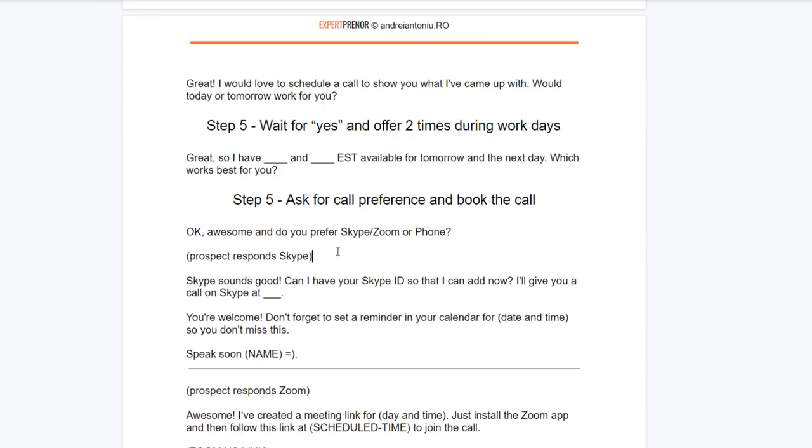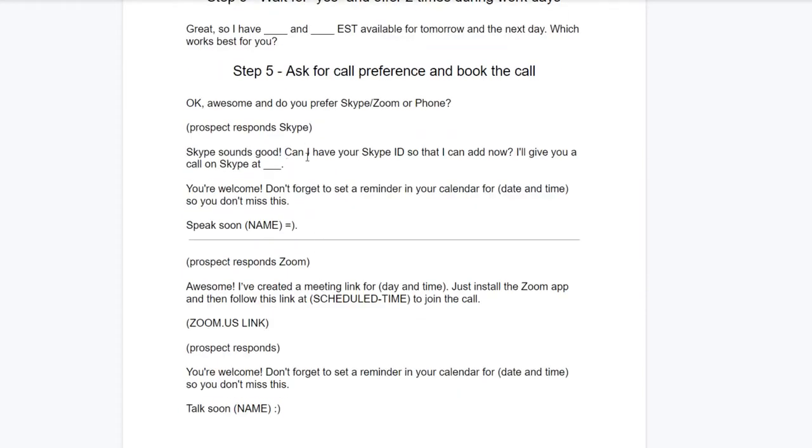Let's say the prospect will say, I prefer Skype. Skype sounds good. Can I have your Skype ID so that I can add you now? I'll give you a call on Skype at the time that they've chosen. And they say, yeah, sure. So you're welcome. Don't forget to send a reminder in your calendar for date and time so you don't miss this. Speak soon, name.